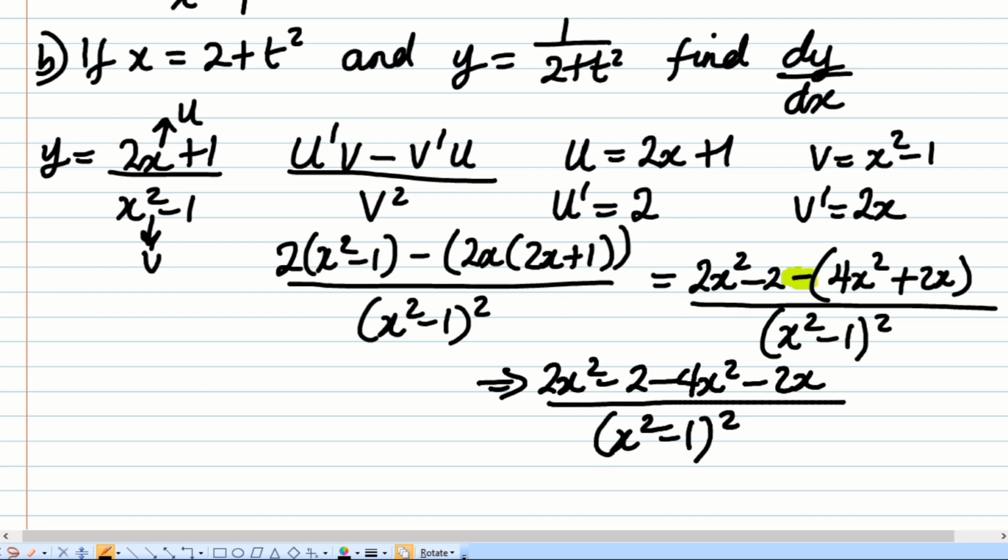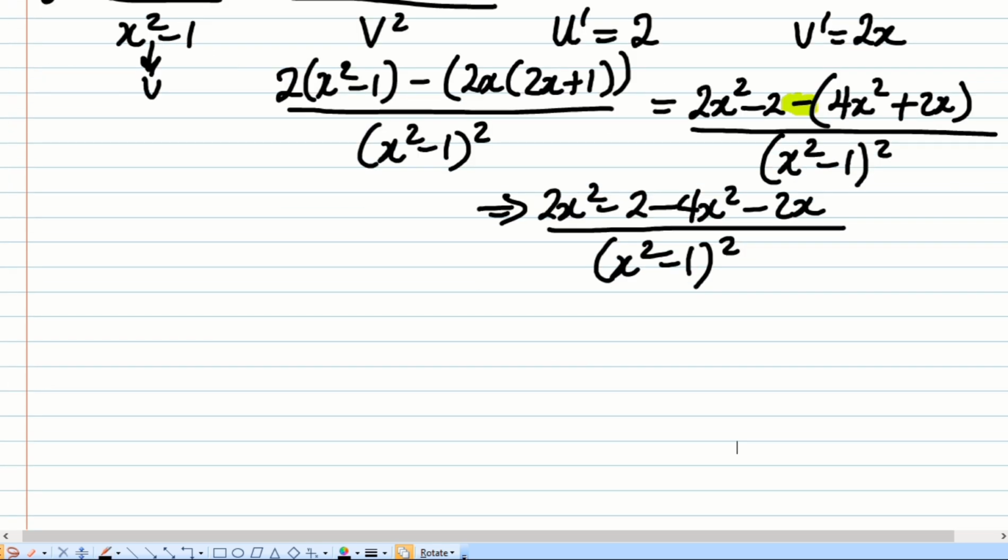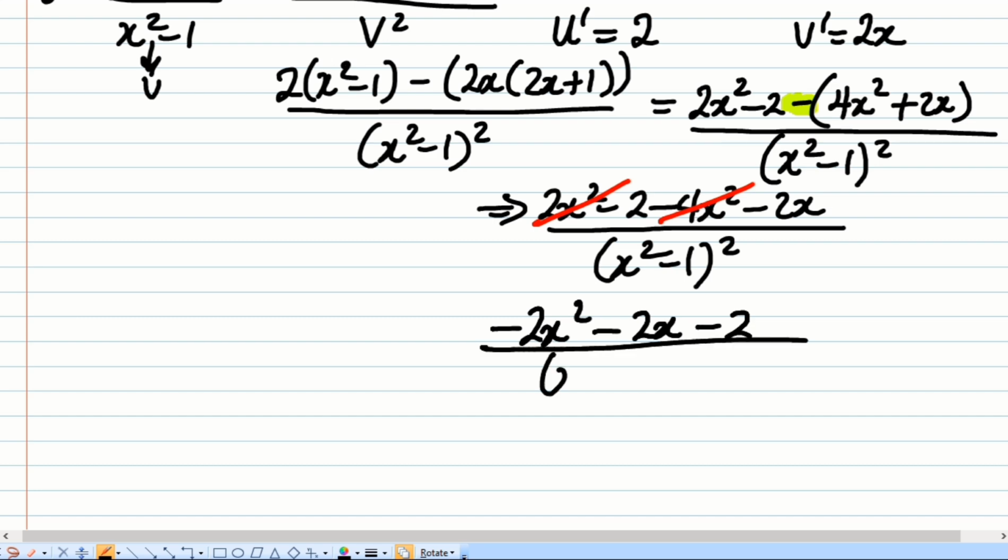Good. Now you can clearly see like terms, so we can cancel out. See, this 2x squared minus 4x squared is going to give us minus 2x squared, right? So we have minus 2x squared minus 2x, and then minus 2. Okay, all divided by x squared minus 1 squared.